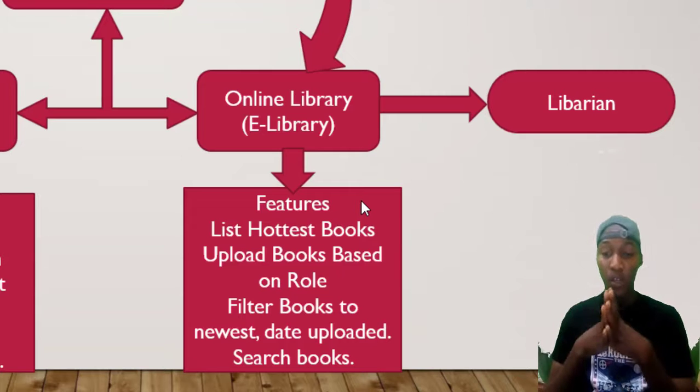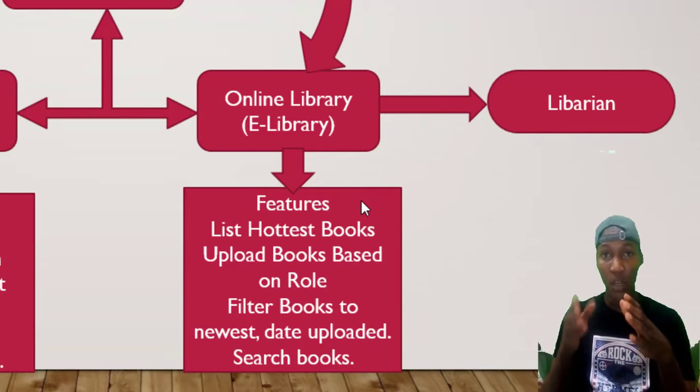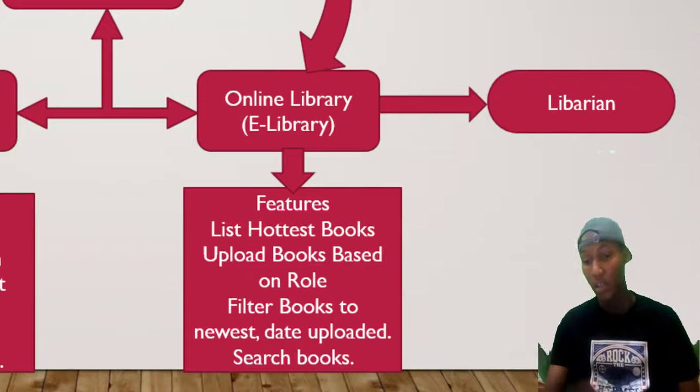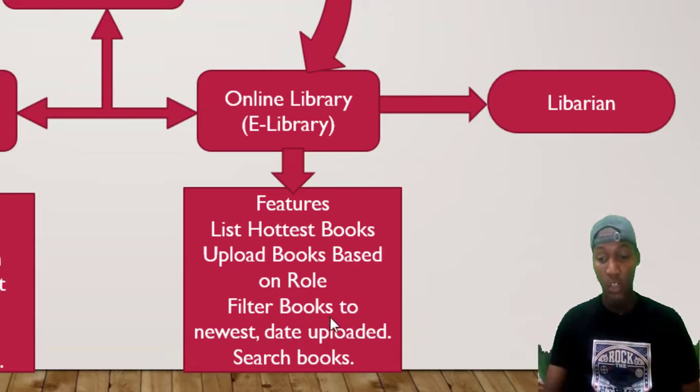We should add other features like search by ISBN, International Standard Book Number, or search by author and list all the books that specific person created or published, or search by title, which is the one we must use the most. When we open, we should list the hottest books, upload books based on category, filter books to the newest uploaded or by date uploaded, and the search bar must be there.